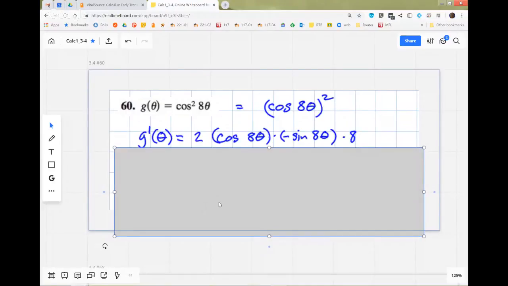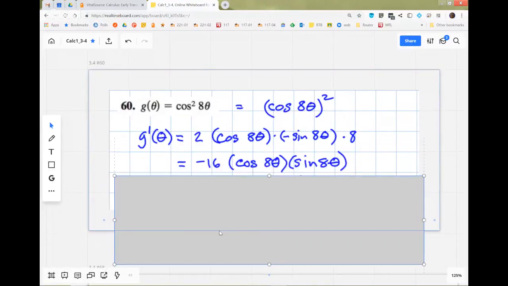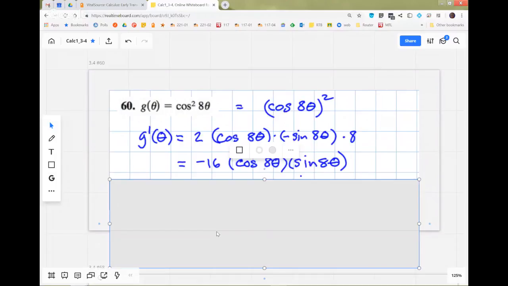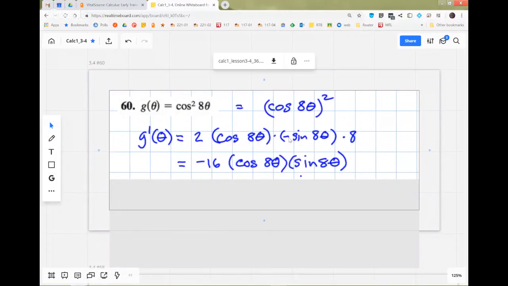We aren't done with this. The only thing you got to do after this is just bring it all together. 2 times 8 is 16. Why is it negative? Because of the negative sign in here. And now we're done.